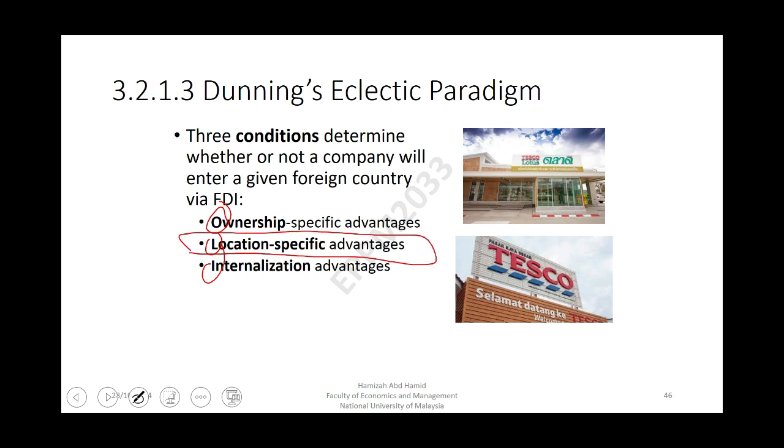A company will succeed through FDI if they have ownership specific advantages. Do they have specific technology special for them? Do they have internalization advantages? Their supply chain, can it be internalized or not? If it can be internalized, they have much control over its operation, so that they can gain location specific advantages from the country that they are targeting.